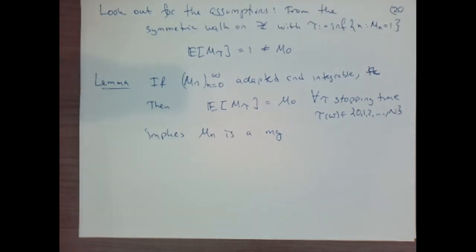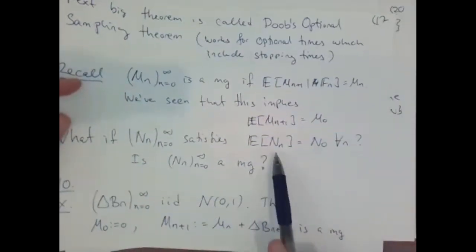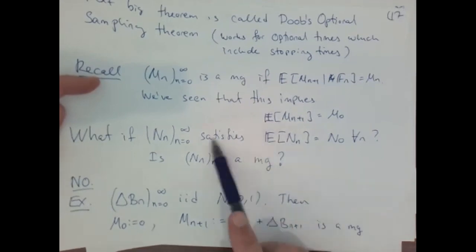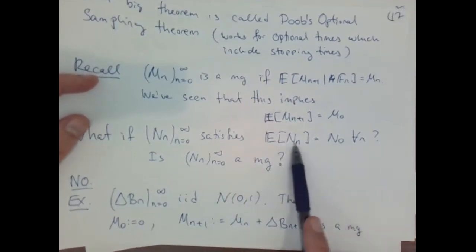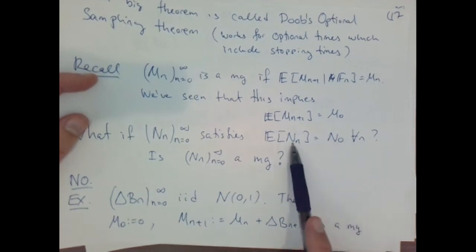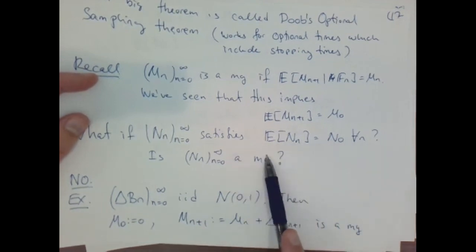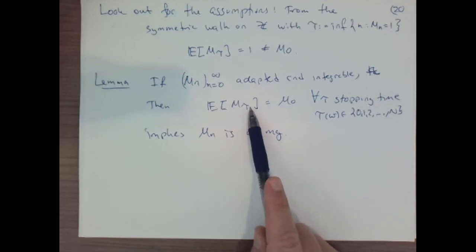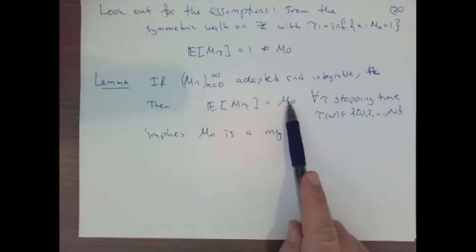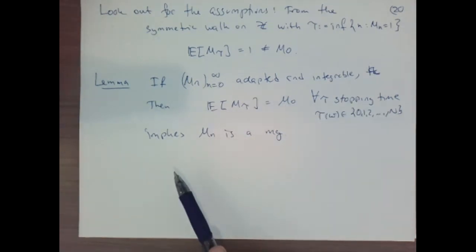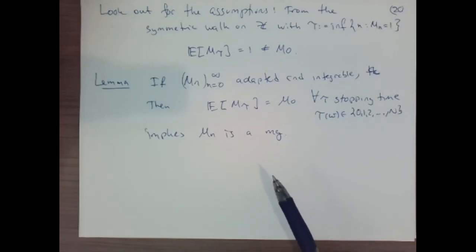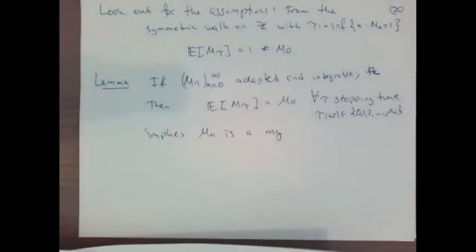In other words, it is insufficient to have a stochastic process that has constant expectation at constant times to get the martingale property. It is sufficient, however, if instead of these deterministic times n, you can plug in stopping times. If you have this property here, you're going to get the martingale property. So again, there's a distinction between stopping times and deterministic times.